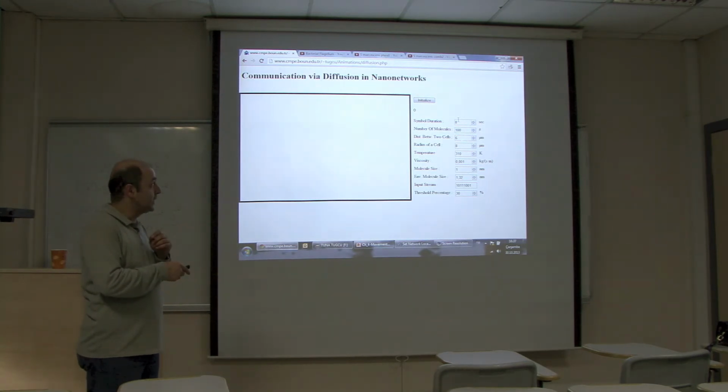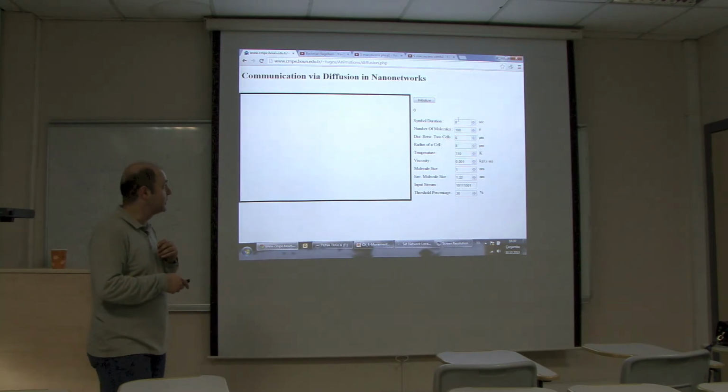Distance between two cells is by default 6 micrometers. Radius of the cell is 8 micrometers. Temperature is 310 kelvins. The viscosity is given here. Molecule size, environment molecule size. From these you calculate the actual diffusion coefficient.